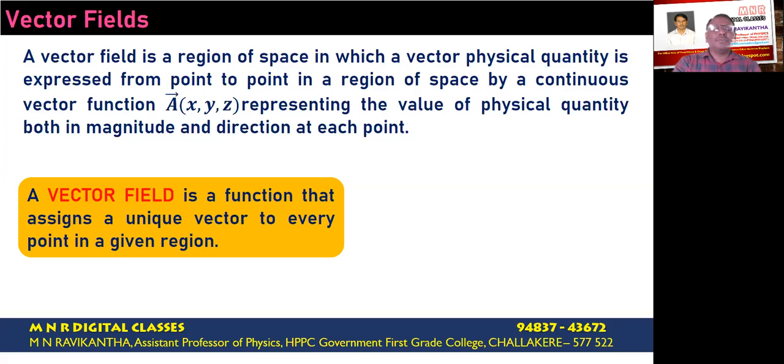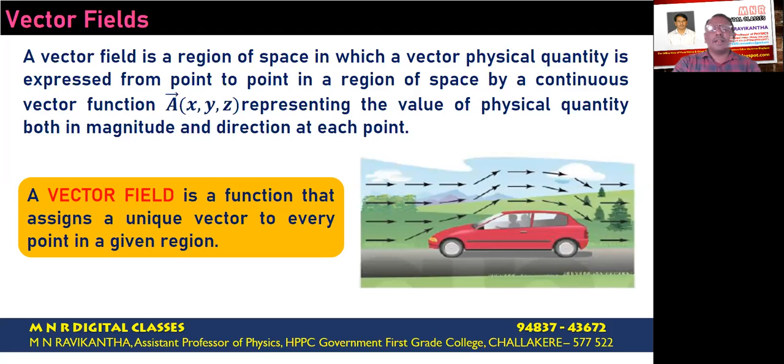So, a vector field is a function that assigns a unique vector to every point in a given region. To take the space, at every point, a vector field assigns a unique vector to the given point.